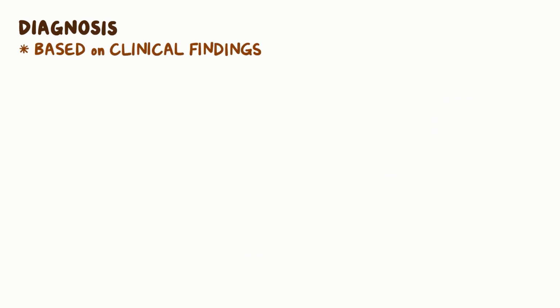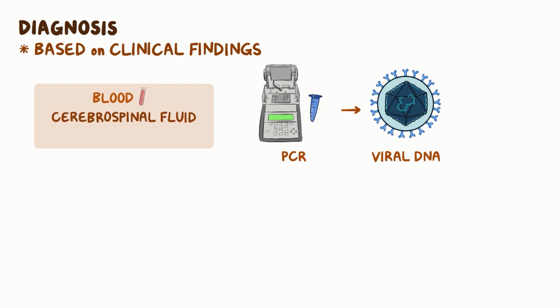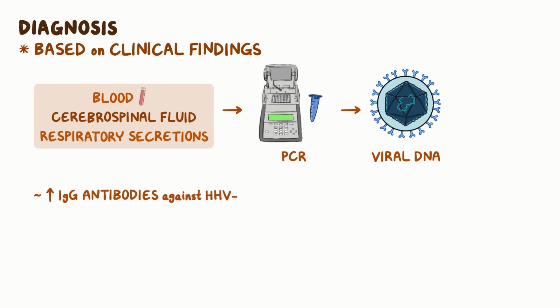Roseola is usually diagnosed based on clinical findings. The presence of HHV6 can be demonstrated by cultivating the virus, using PCR to identify viral DNA from clinical samples such as blood, cerebrospinal fluid, or respiratory secretions, and also by demonstrating a rise in IgG antibodies against HHV6.